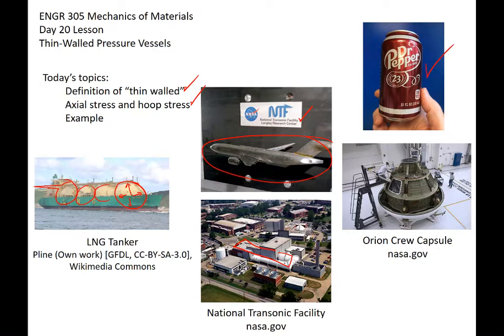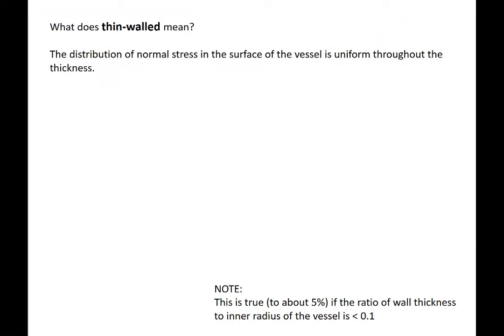This Dr. Pepper can is also a pressure vessel. The Orion crew capsule is also a pressure vessel. So let's now talk about what makes a thin-walled pressure vessel.